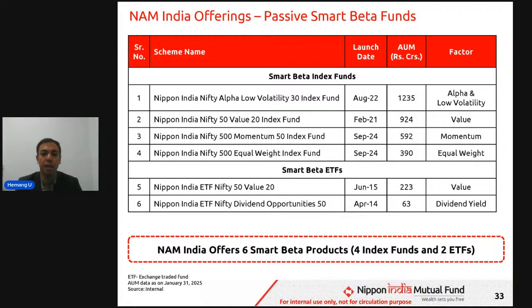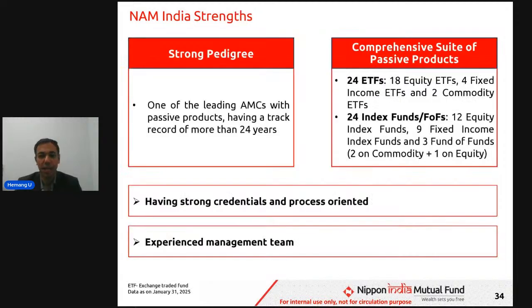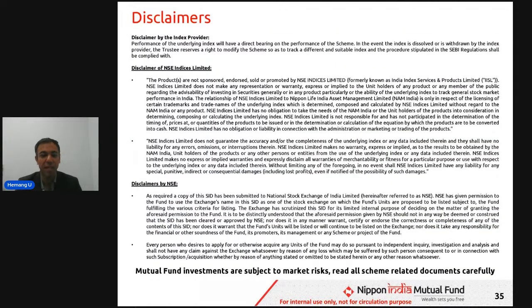Across schemes, yeah, and Nippon, like I said earlier, has a good track record of more than 24 years managing ETFs and index funds. Our passive suite has almost 24 ETFs and 24 index funds across equity, commodity and debt. As of now, we have gold and silver as the main commodities in our portfolio, right? So that's all from my side.